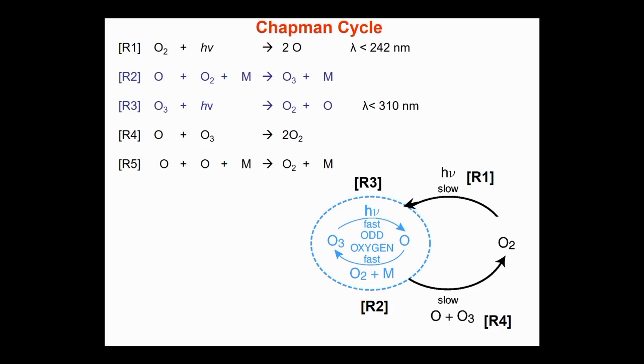But when we get a bit further down, we start to get reaction two going. So now, somewhere here, we can start to make ozone from reaction two. Now, once we've made ozone, what happens in reaction three?